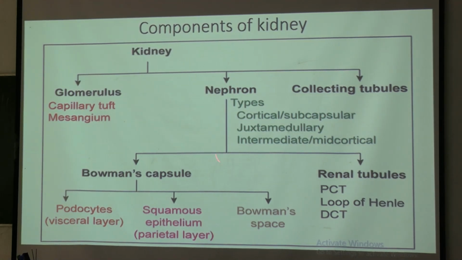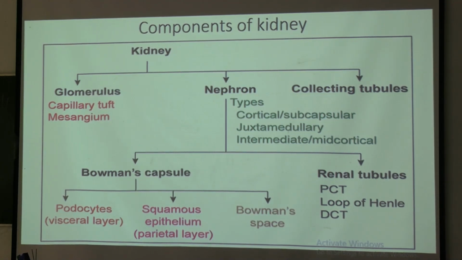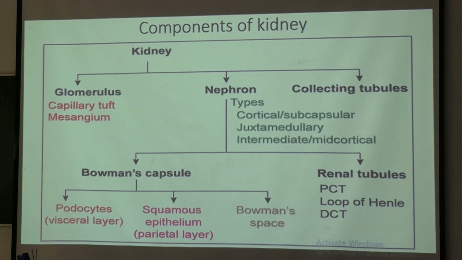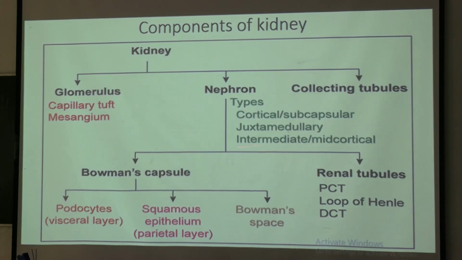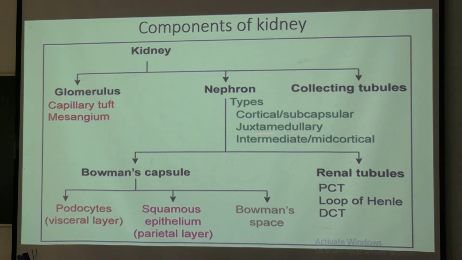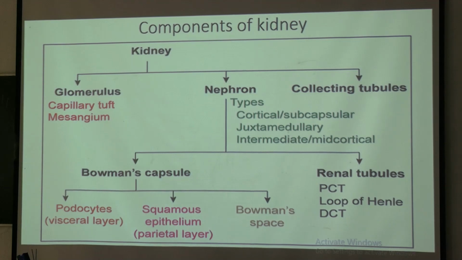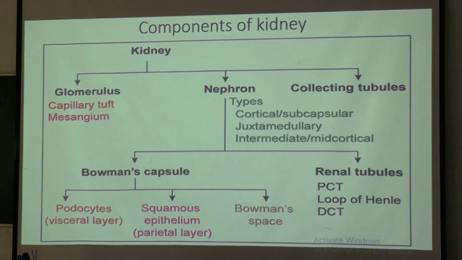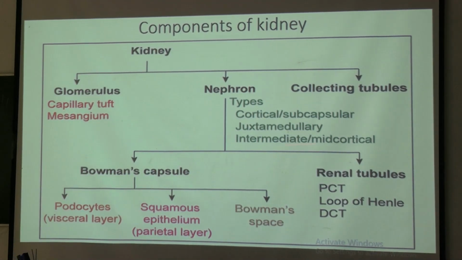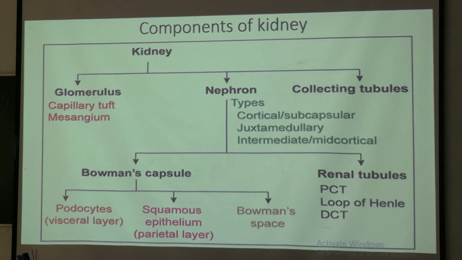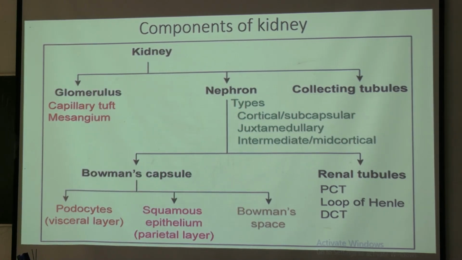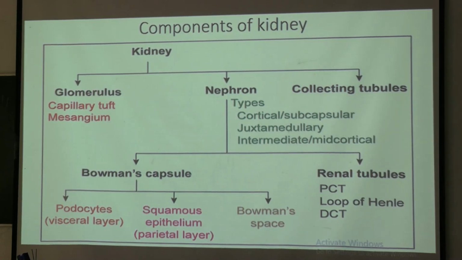Okay, and these are the three types of nephrons: cortical or subcapsular nephron, lying mainly at the cortex, just beneath the capsule. Next is the juxtamedullary nephron. Juxtamedullary means lying at the junction between cortex and medulla. And the intermediate or mid-cortical nephron has some part lying in the cortex and some part in the medulla. Mainly the loop of Henle lies in the medulla.